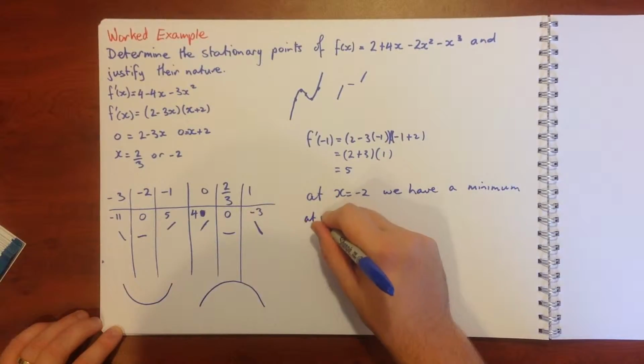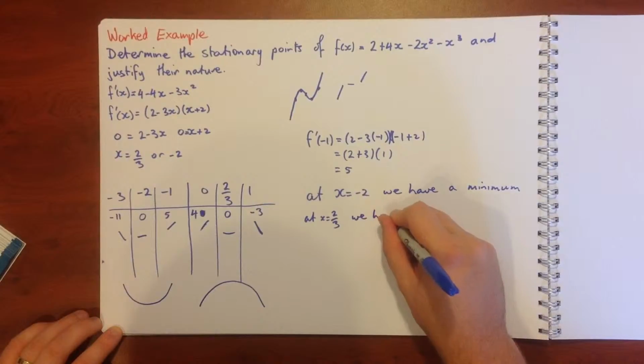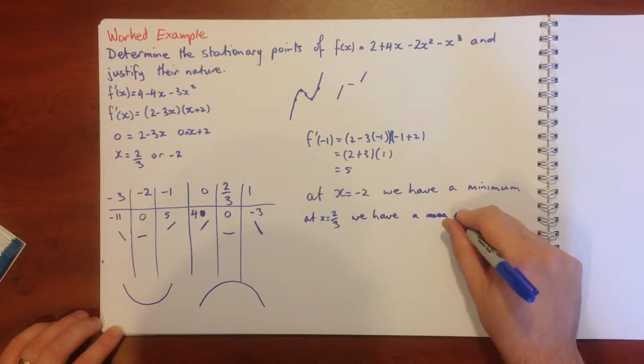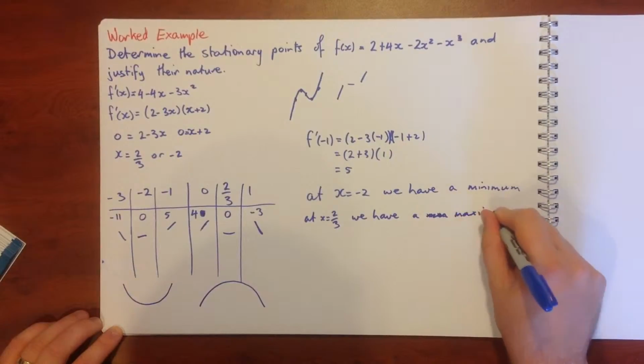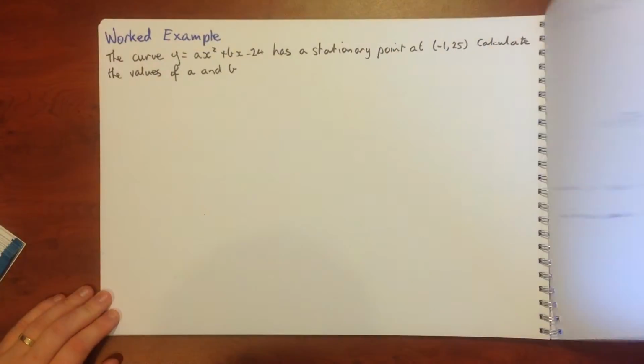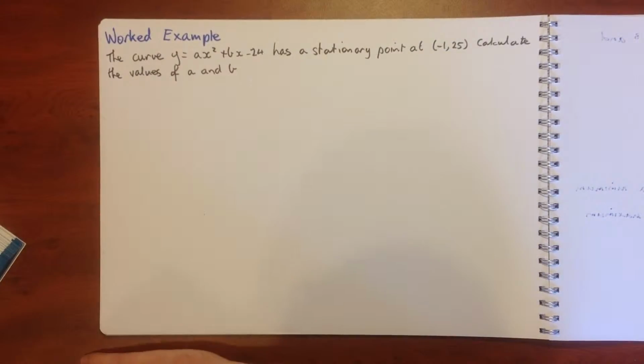At x equals 2 on 3, we have a maximum. So a maximum. Okay, so we'll keep working. So the next worked example is: the curve y equals ax squared plus bx minus 24 has stationary points at (-1, 25). So calculate the values of a and b.